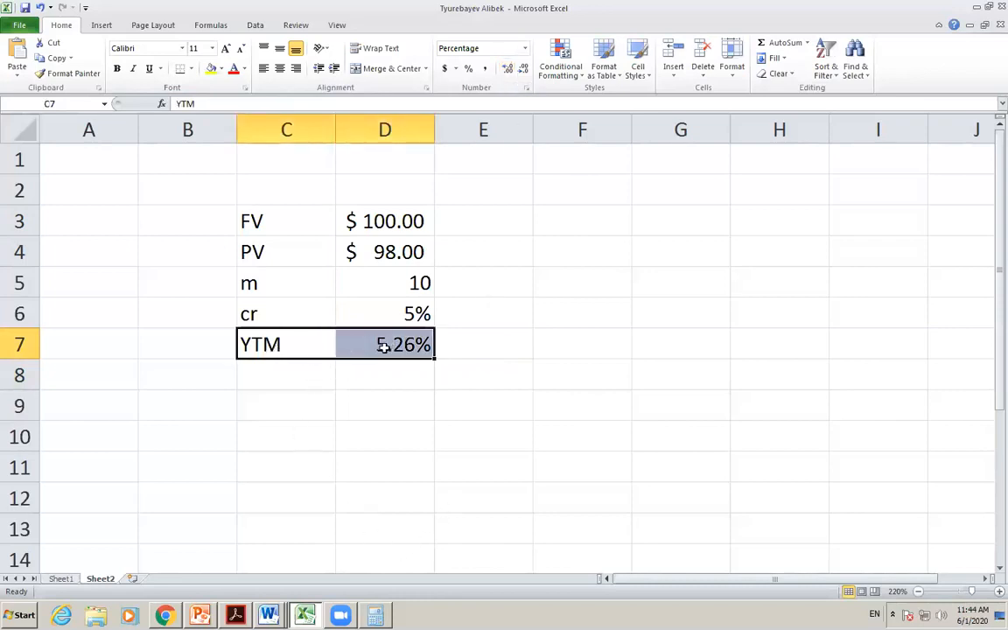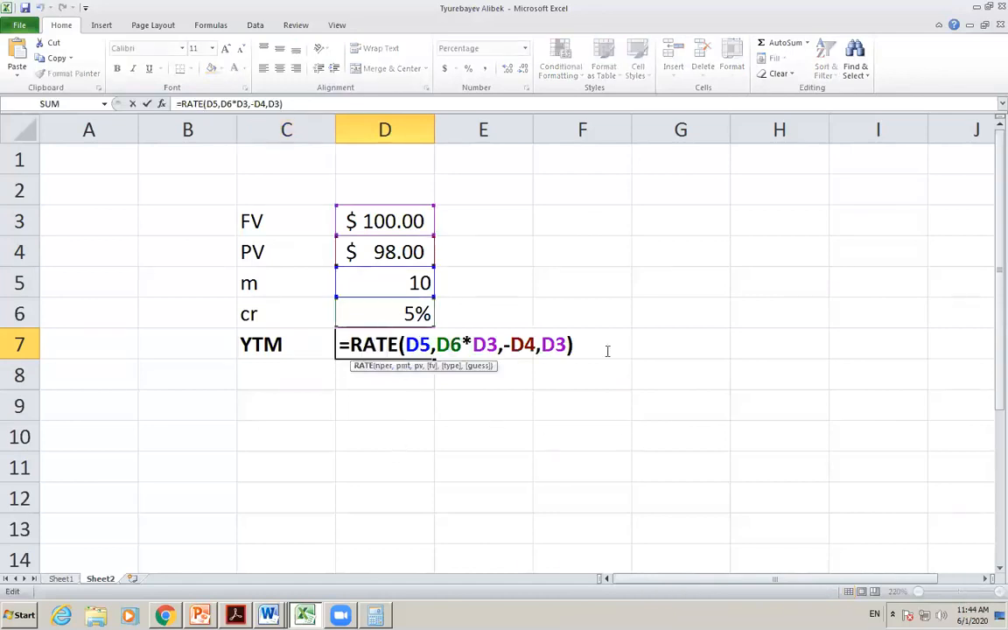Okay. You want me to repeat? Okay. So I'm erasing everything. I type rate. The number of periods is 10 years. Coupon rate. So the payment is coupon rate times outstanding debt. And present value should always be negative. And the outstanding debt, which is future face value, is 100. And we close it.